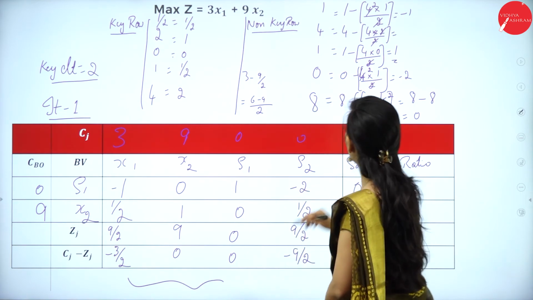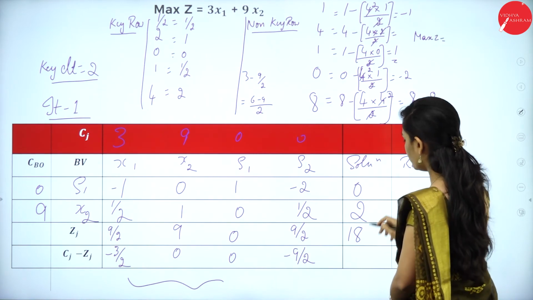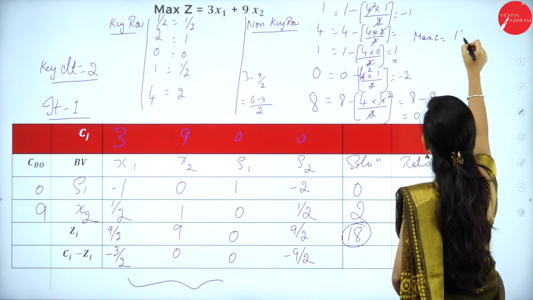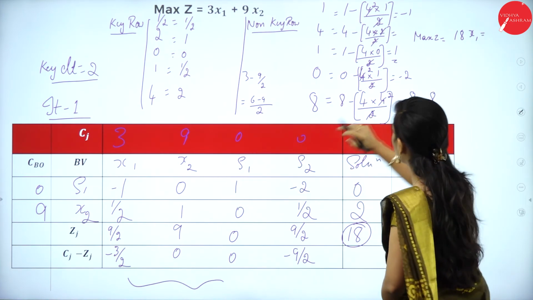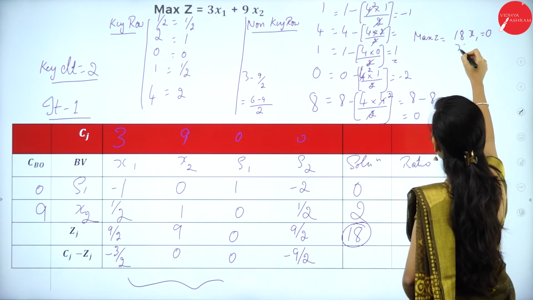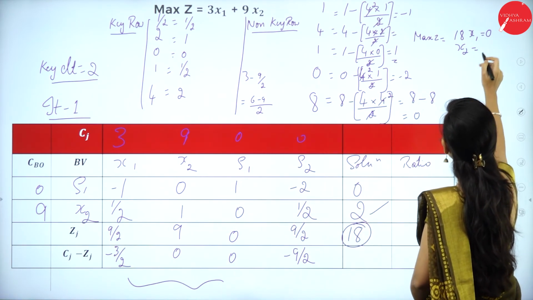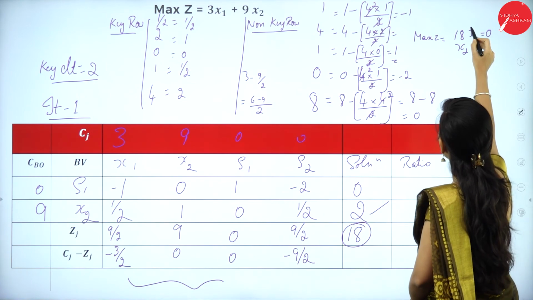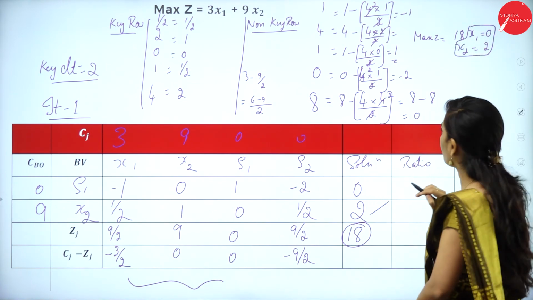So now you can find the maximum value. So max z is equal to 18. What is the value of x1? x1 is not there, so it is 0. And the x2 value is 2. So the x1 value and x2 value are 0 and 2.